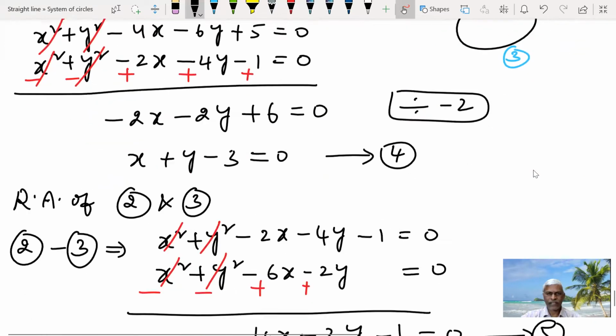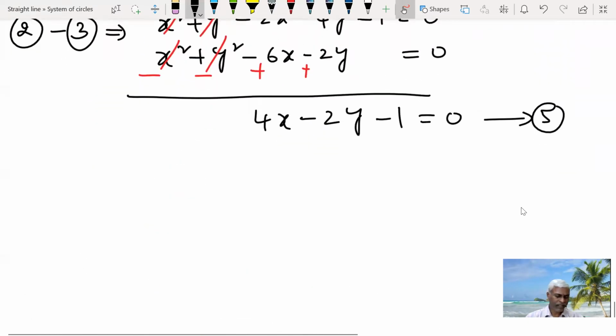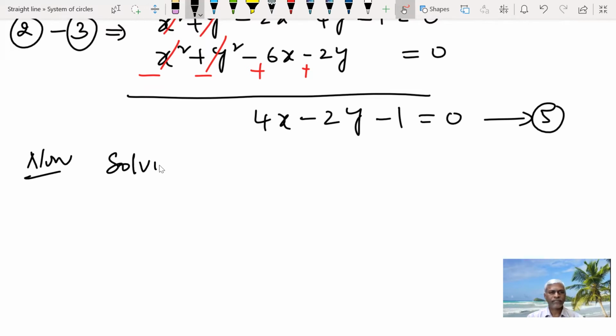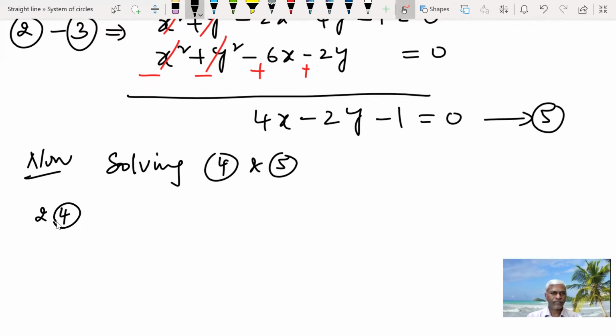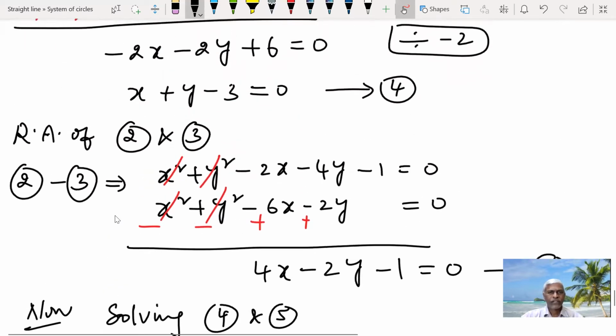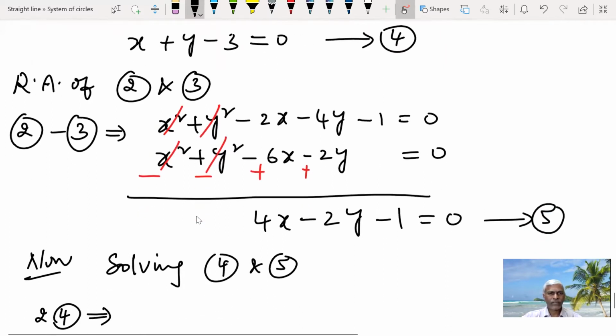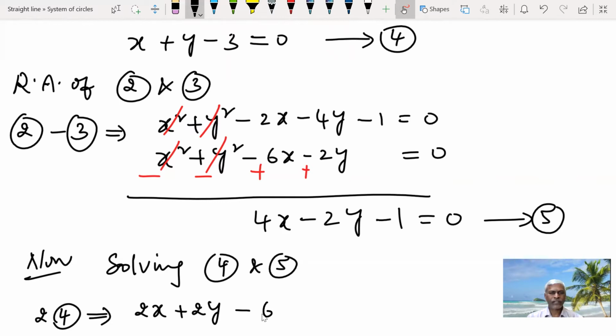Any 2 pair circles and find the radical axis. Now solving fourth equation and fifth. 2 into fourth equation, multiplying fourth equation by 2. The y values will become equal. 2x plus 2y, 2x, 2y, 2 into 3, 6.